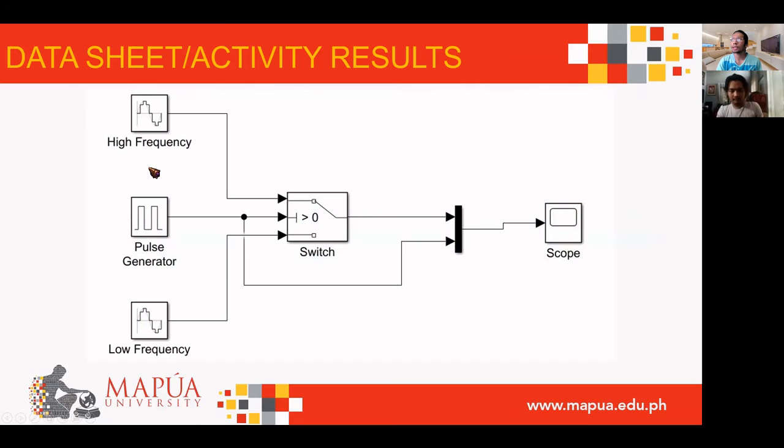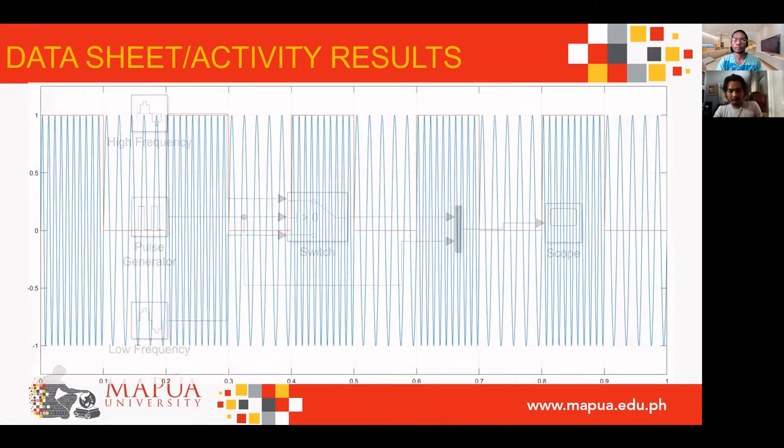For the next part, we added the MUX block or the multiplexer between the switch and the scope, where we also add an additional input using the pulse generator output or the pulse signal to the MUX, and the output will be observed using the scope. These 2 outputs will determine the relationship between the FSK and the pulse signal. So you can see in the plot that the output FSK signal is the blue sinusoidal waveform, while the pulse signal is the orange colored pulse or square wave signal.